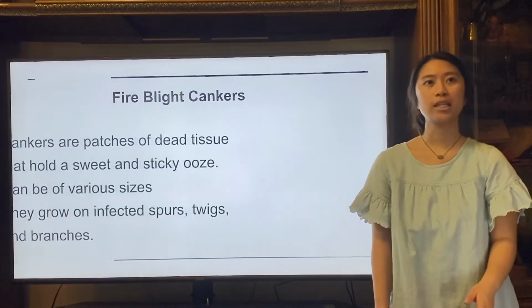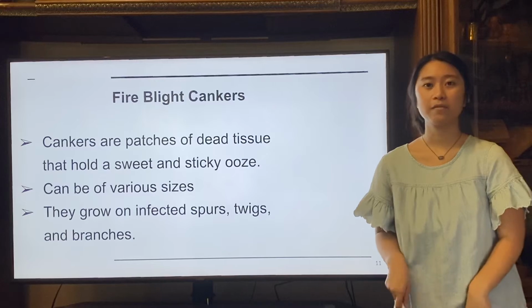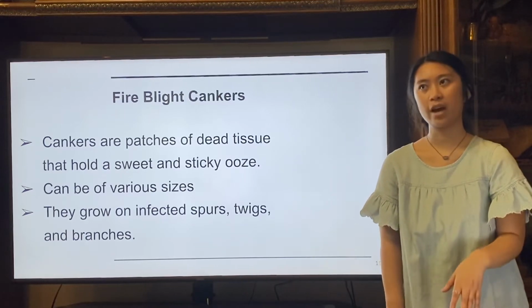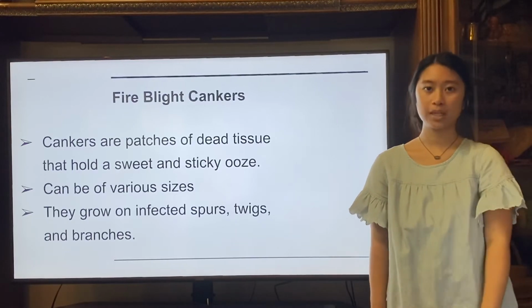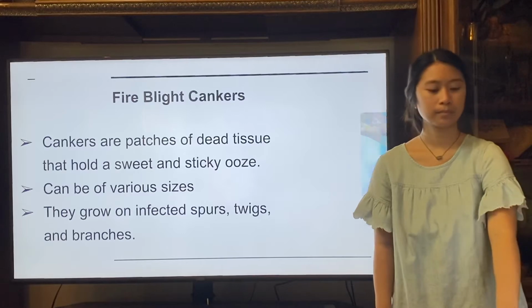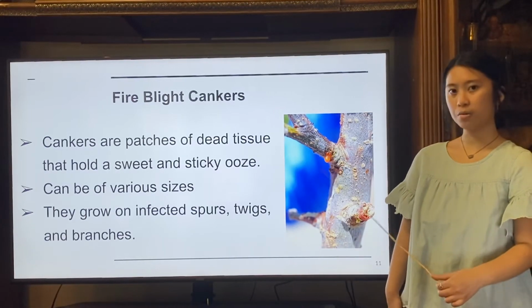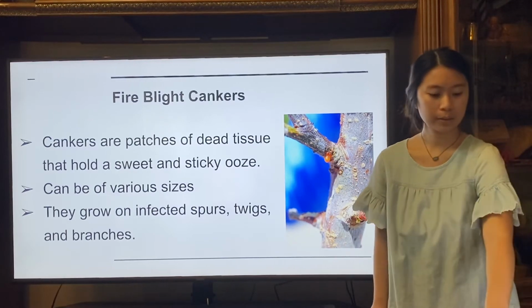And cankers can be of various sizes. They can be big, they can be small, and you can typically find them on the twigs or branches of a tree. And they start to have a sticky kind of ooze coming out of them, and that's when you know the disease is there. And the picture right here shows those little cankers that are on this tree, and that's the ooze that you can see coming out of it.